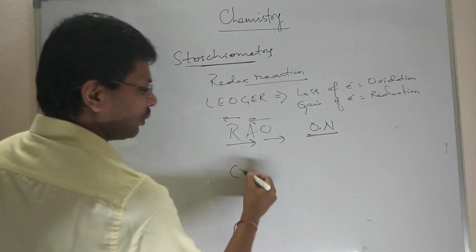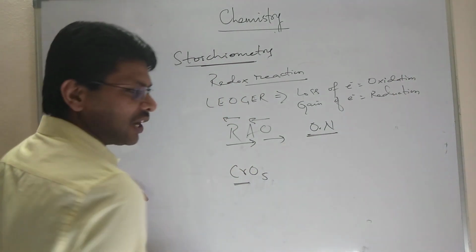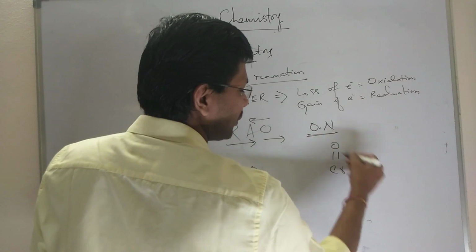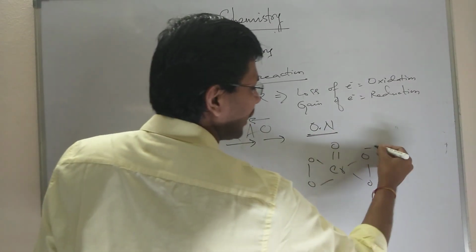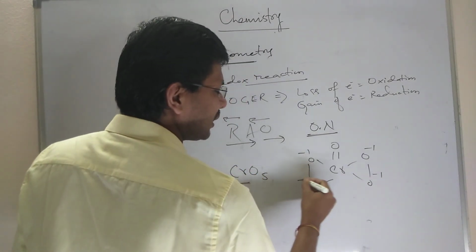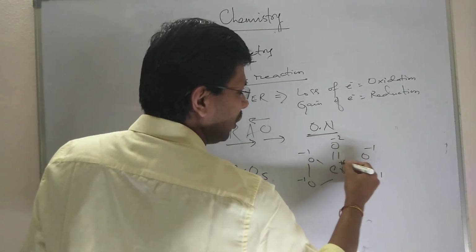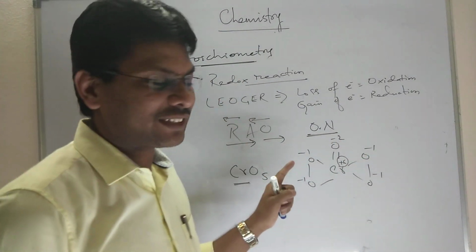Suppose they ask you what is the oxidation number of chromium in CrO5. So if you see the structure, it is a beautiful butterfly structure. So if you know the structure, you can simply find that these are the peroxide oxygens, -1, and this is -2. So total oxidation state is +6, not +10.